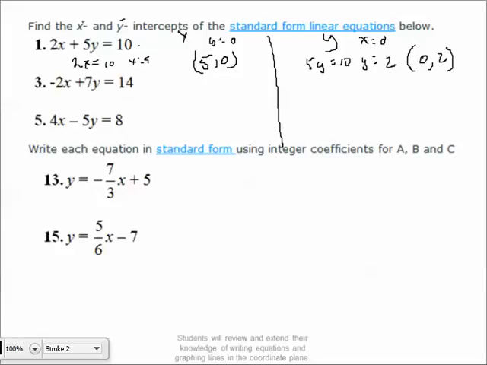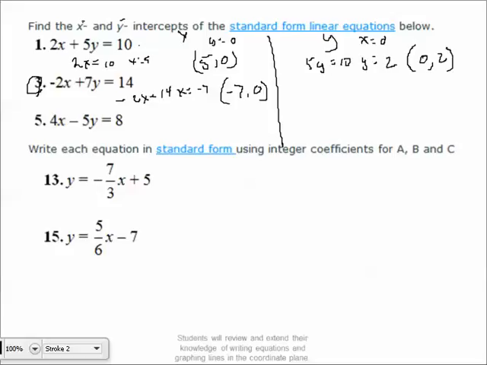Let's see here. The number 3, this one here. So in this one, I'm making y is equal to 0. I'm going to have negative 2x is equal to 14. x is going to be equal to negative 7. And so I'm going to have (-7, 0).